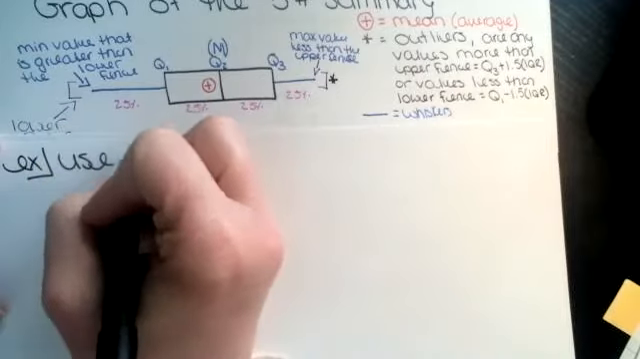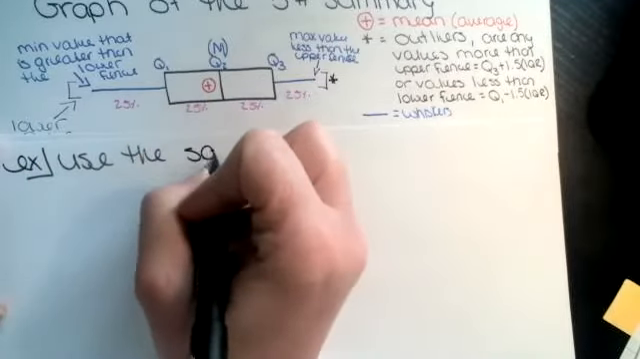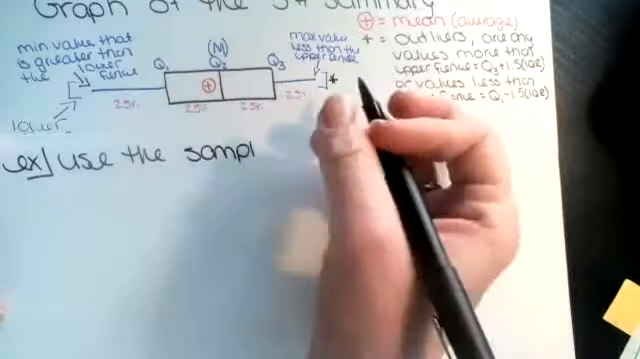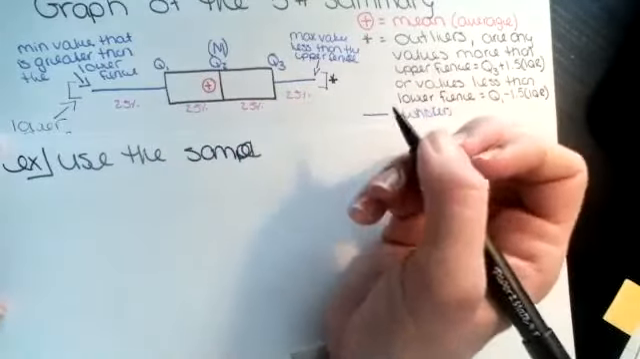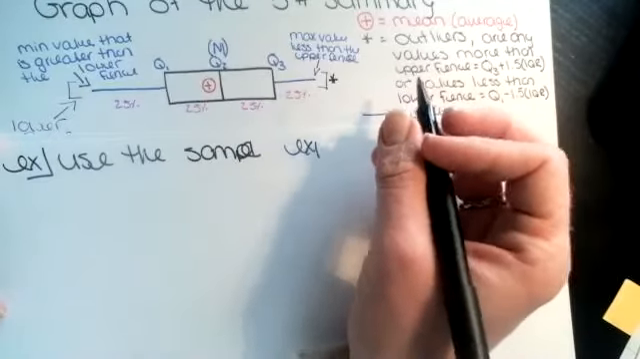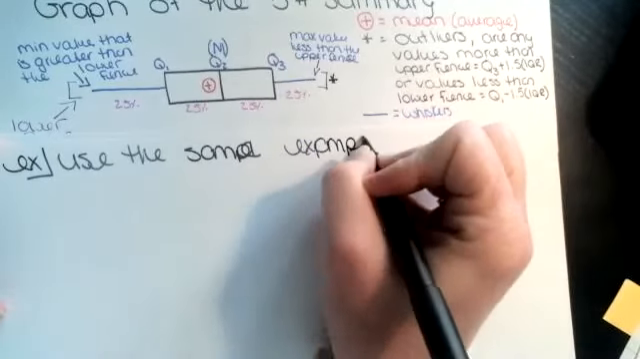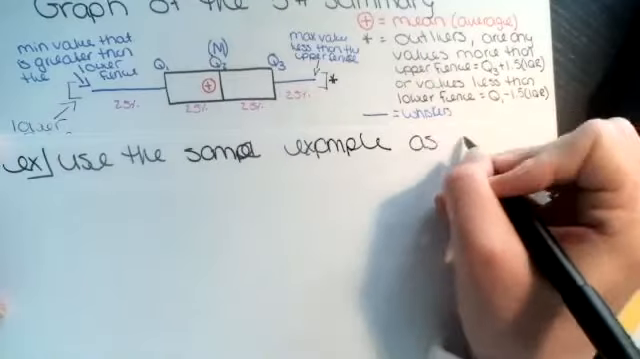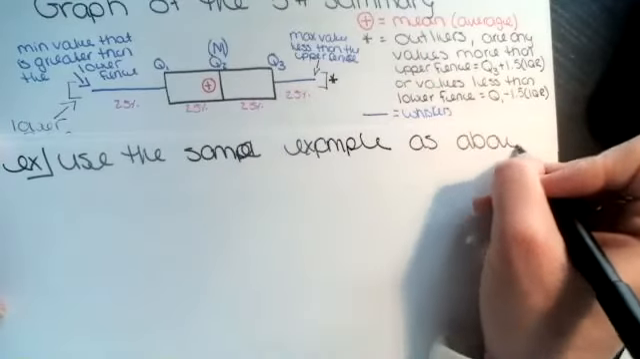We're going to use the same example. I started writing "same" and "example" together. That's what happens when I talk as I write. All right. As above, we know.